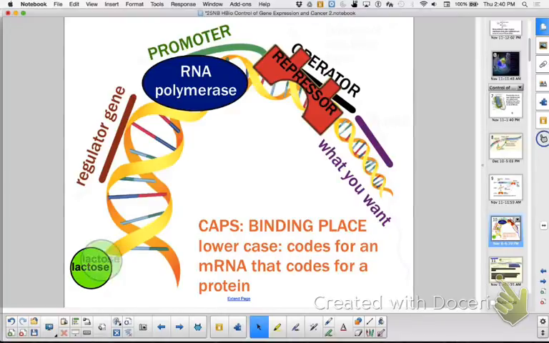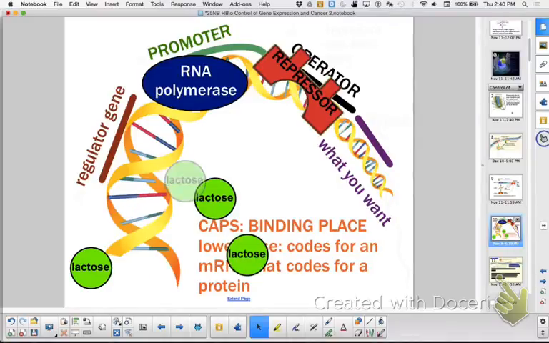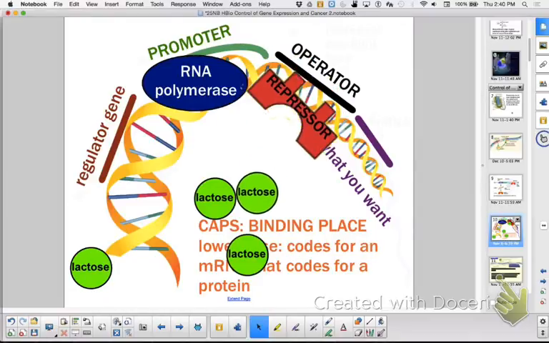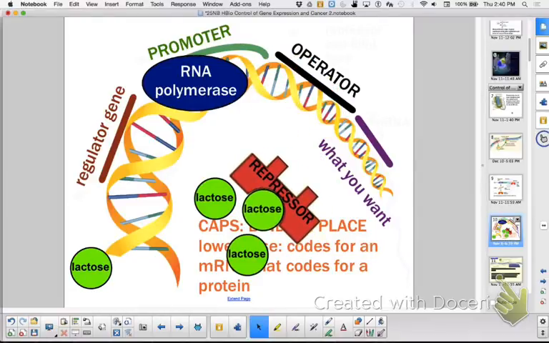But like you said, if lactose is present, then lactose will bind to the repressor, and the repressor can only hang on to one thing, so now the repressor is gone.